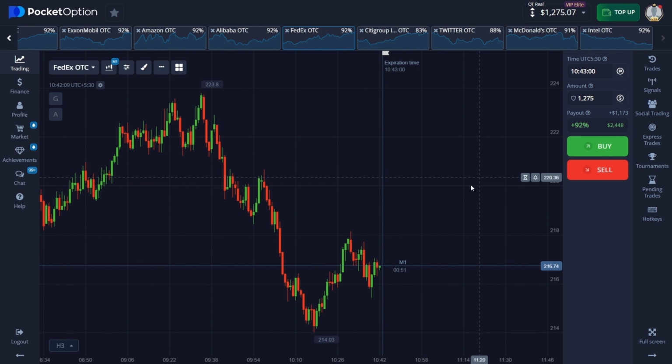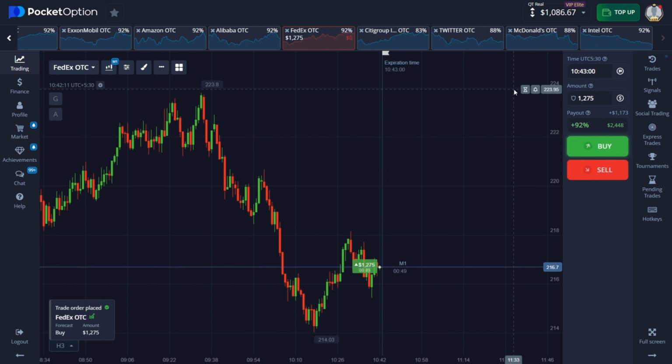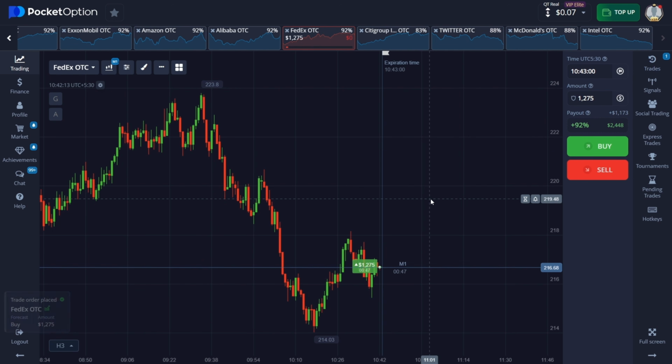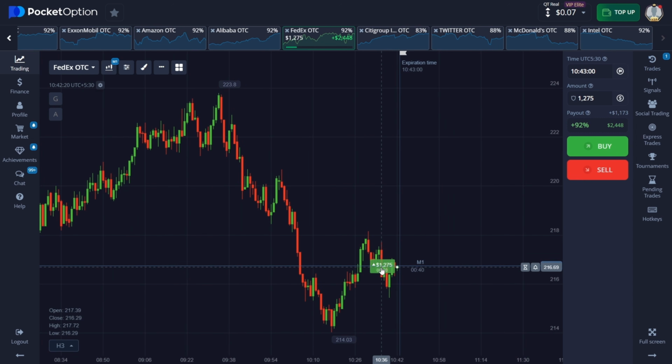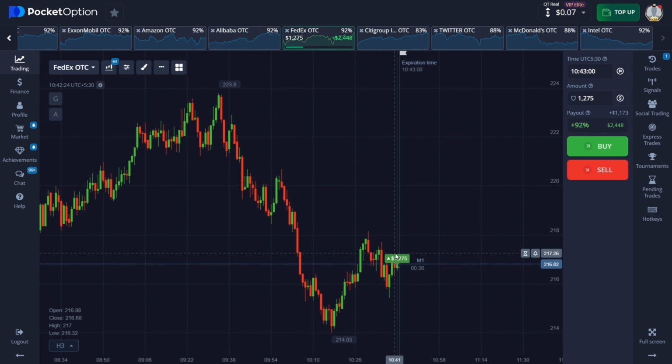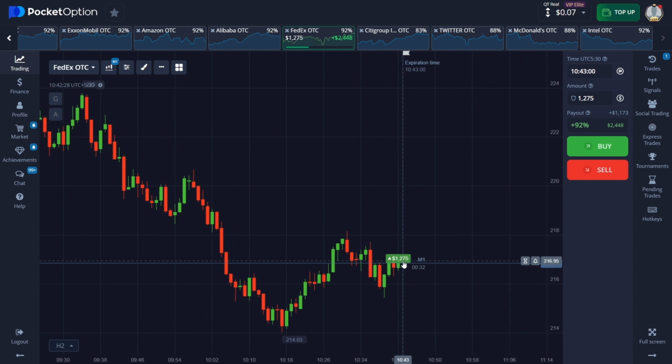Next, we have a trade on FedEx, and I placed the trade for the upside move because the previous red candle was not able to engulf the green candle. Additionally, there was a continuation pattern, which is why I took this trade for the upside move. The trade is currently active. As you can see, the candle is trying to engulf the previous red candle, but it was unable to engulf the previous green candle. The trade is still active.